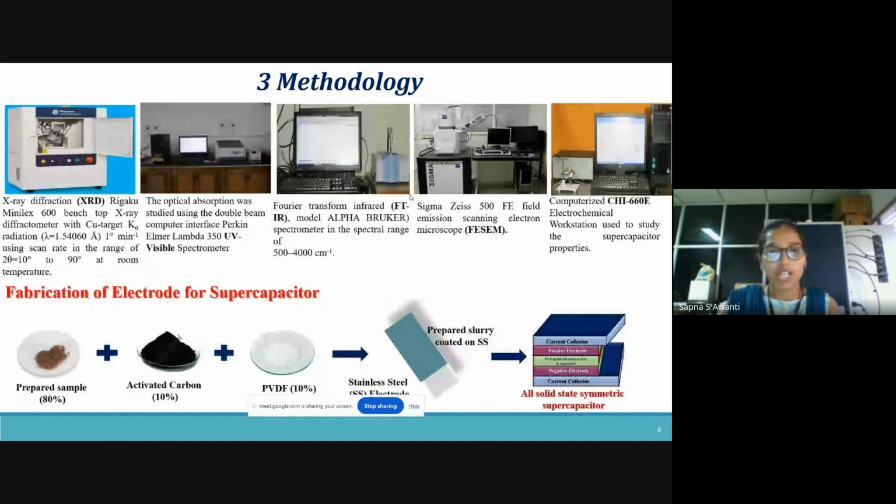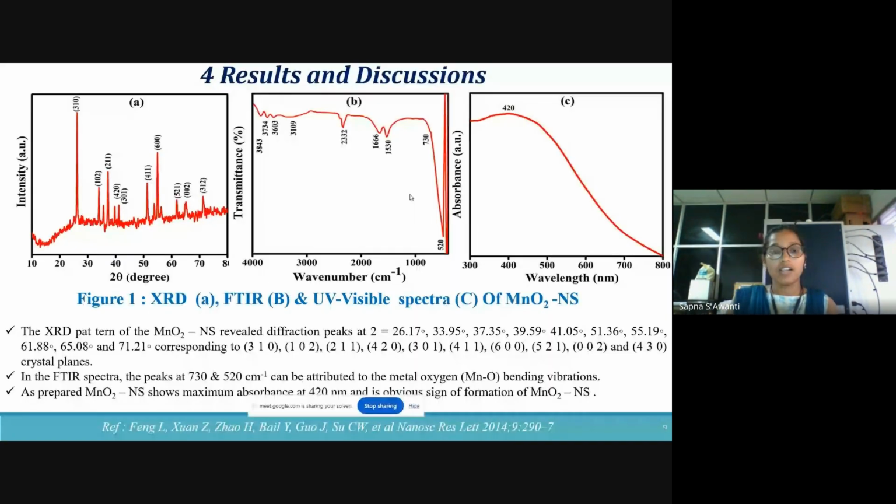And we used different characterization techniques as I told before. And here is the fabrication of the supercapacitor. And coming to results and discussion. In figure 1, A shows the XRD, B shows the FTIR, and C shows the UV-visible spectra.